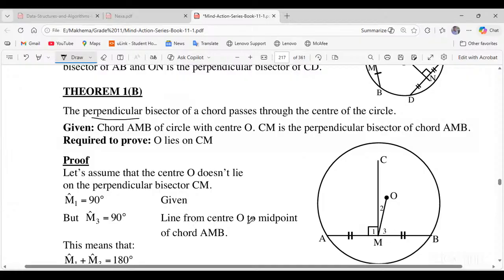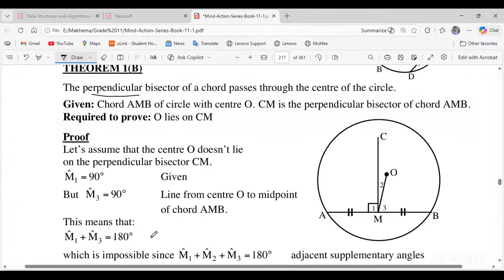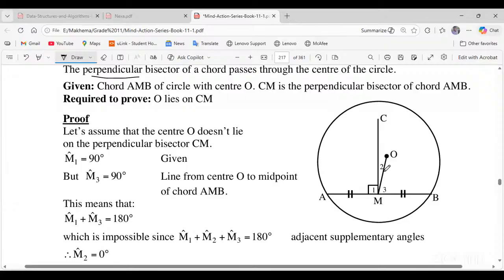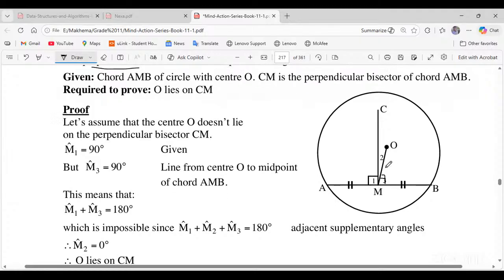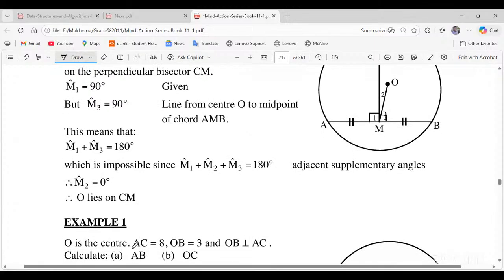The line from the center to the midpoint of the chord AB, from that theorem and the previous. So now M1 plus M3 is equal to 180 degrees, which makes it impossible to add another angle there, which is this M2. If we already have this as 90 and this as 90, there's nothing that we can add so that we have angles on the straight line as 180 degrees. Now it forces this angle M2 to be 0 degrees. Therefore, O lies on CM, right?